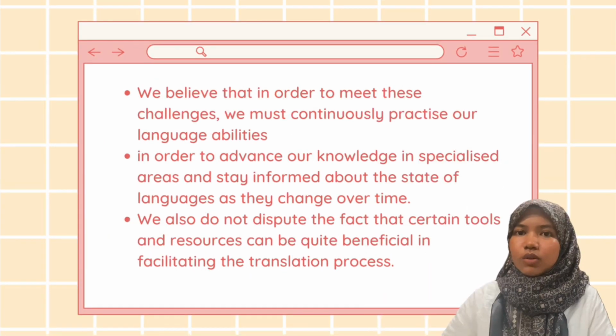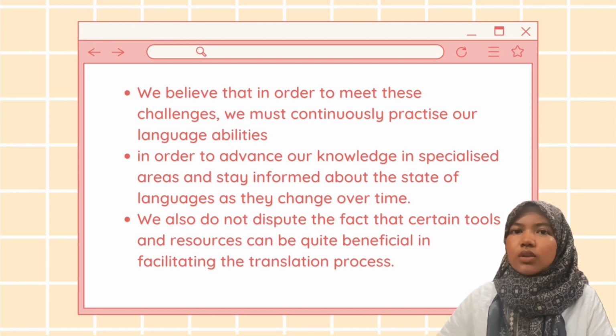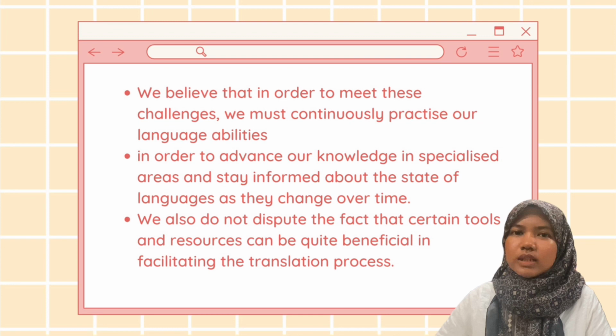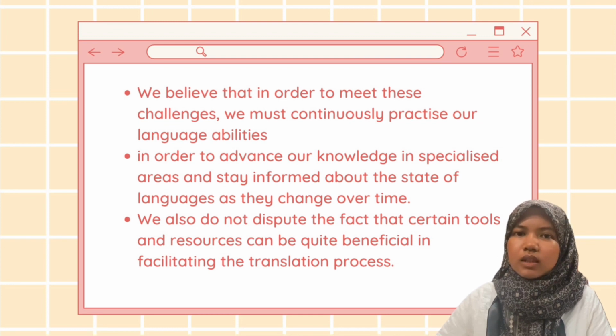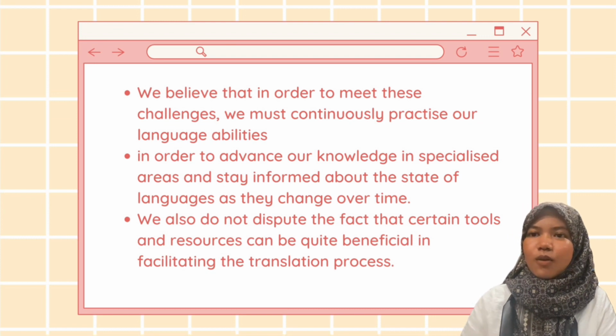We believe that in order to meet all of these challenges, we must continuously practice our language abilities in order to advance in our specialized knowledge areas and stay informed about the state of languages as they change over time. And we also do not dispute the fact that certain tools and resources can be quite beneficial in facilitating the translation process.